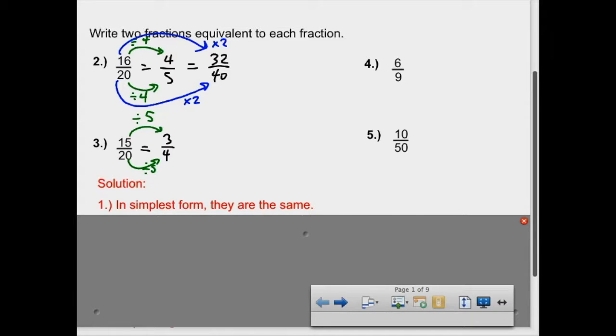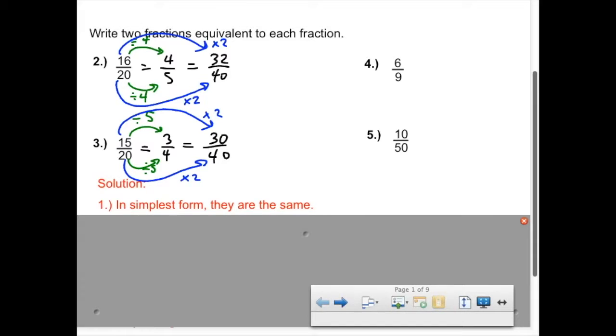And then can you give me another equivalent fraction? 30 over 40, right? That's good. And how did you go from this fraction to this equivalent fraction? Very good. You multiplied the numerator and the denominator by 2. Times 2, times 2. Okay.